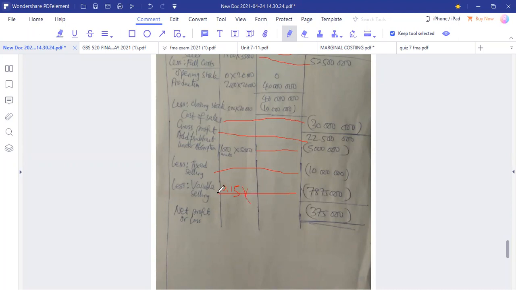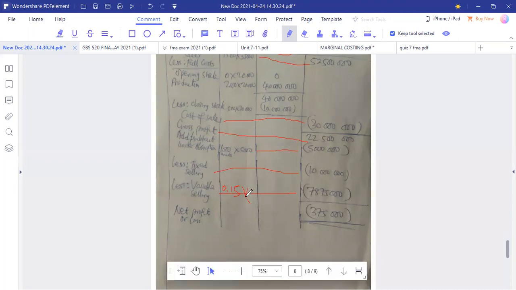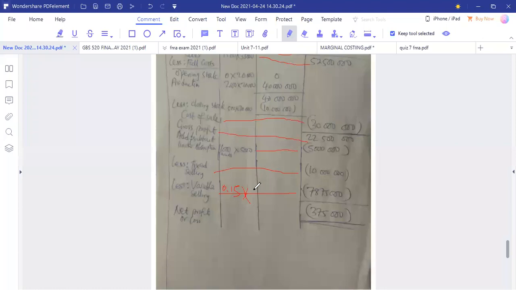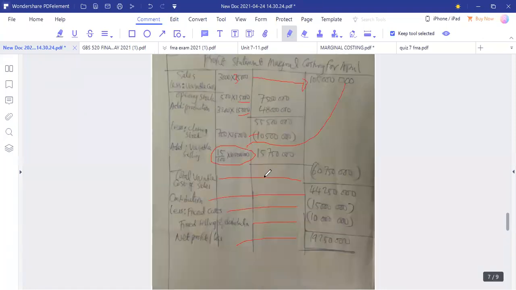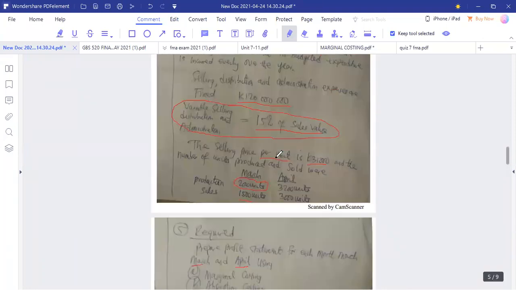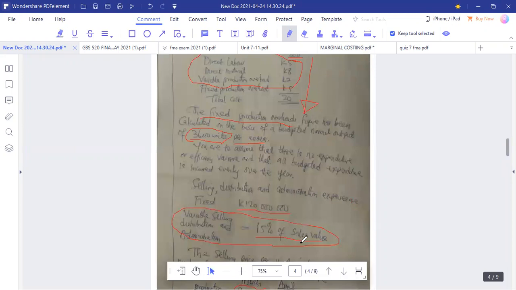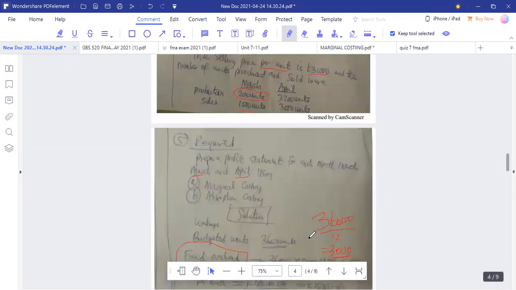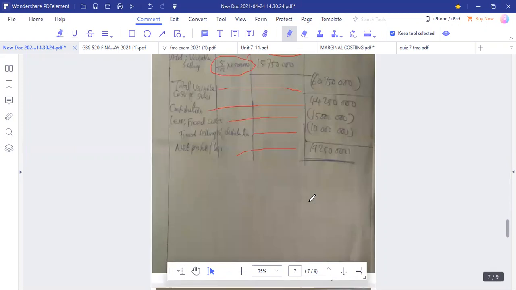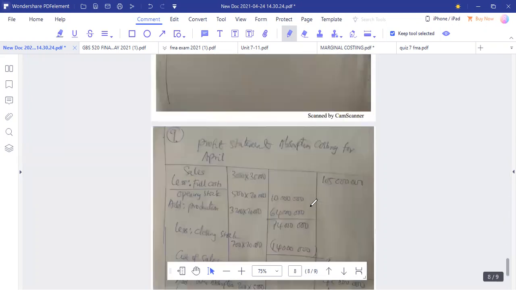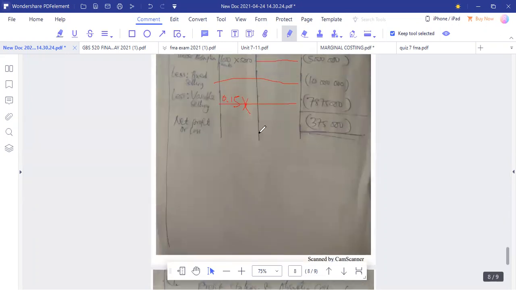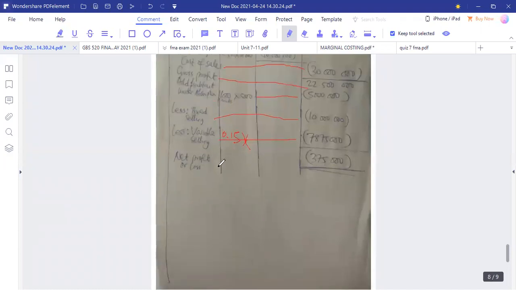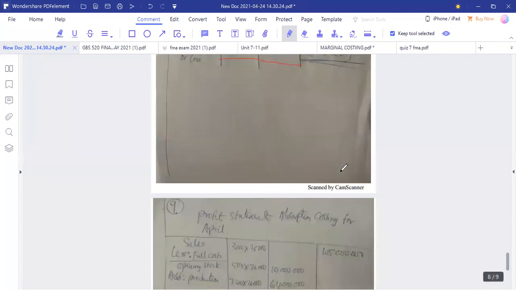So less the fixed selling, which was 10 million, and less the variable selling, which was 0.15. It was 15% in the question, stated as 15% of the sales figure. All right, so this is how that one came about. So we have that figure there, and our net profit or loss was 375,000, which was a loss.